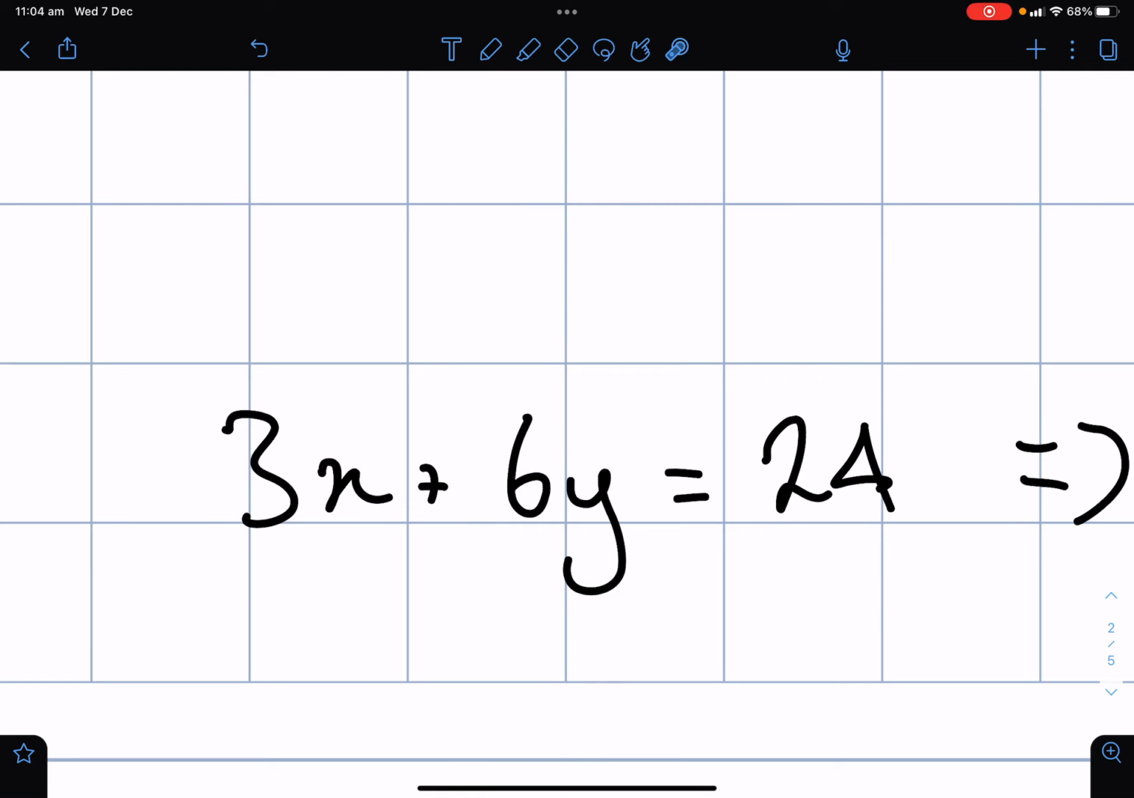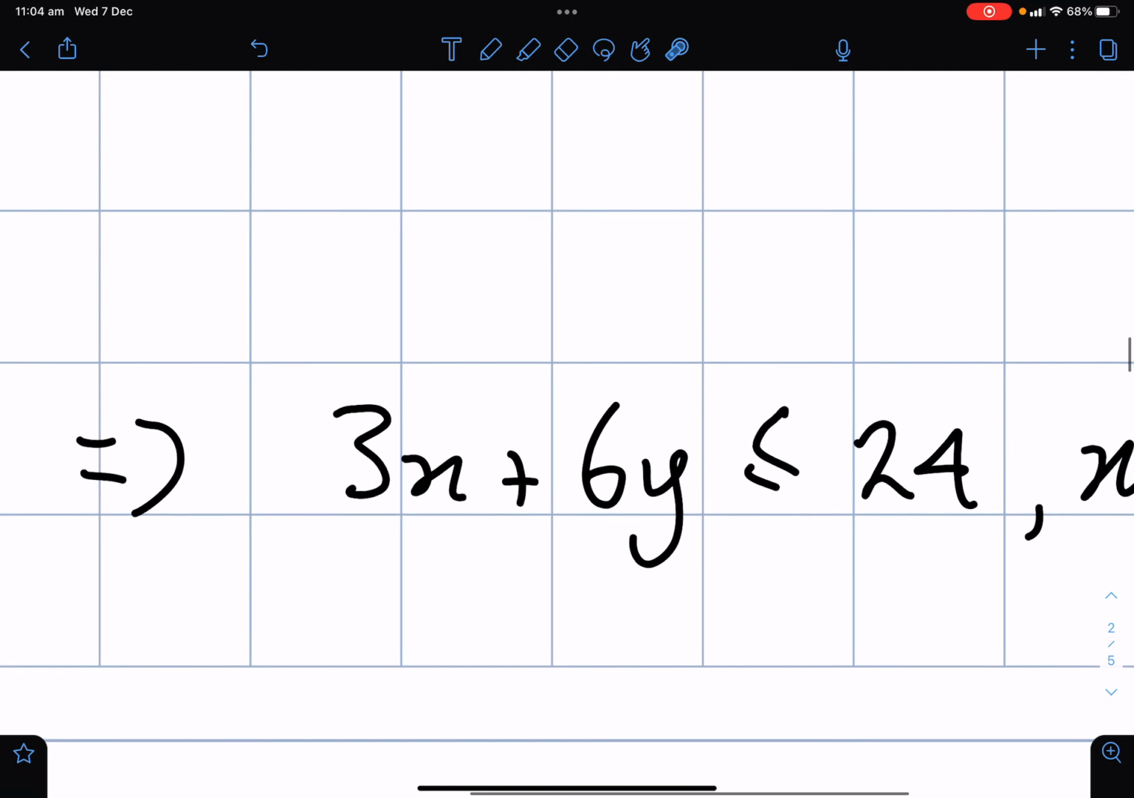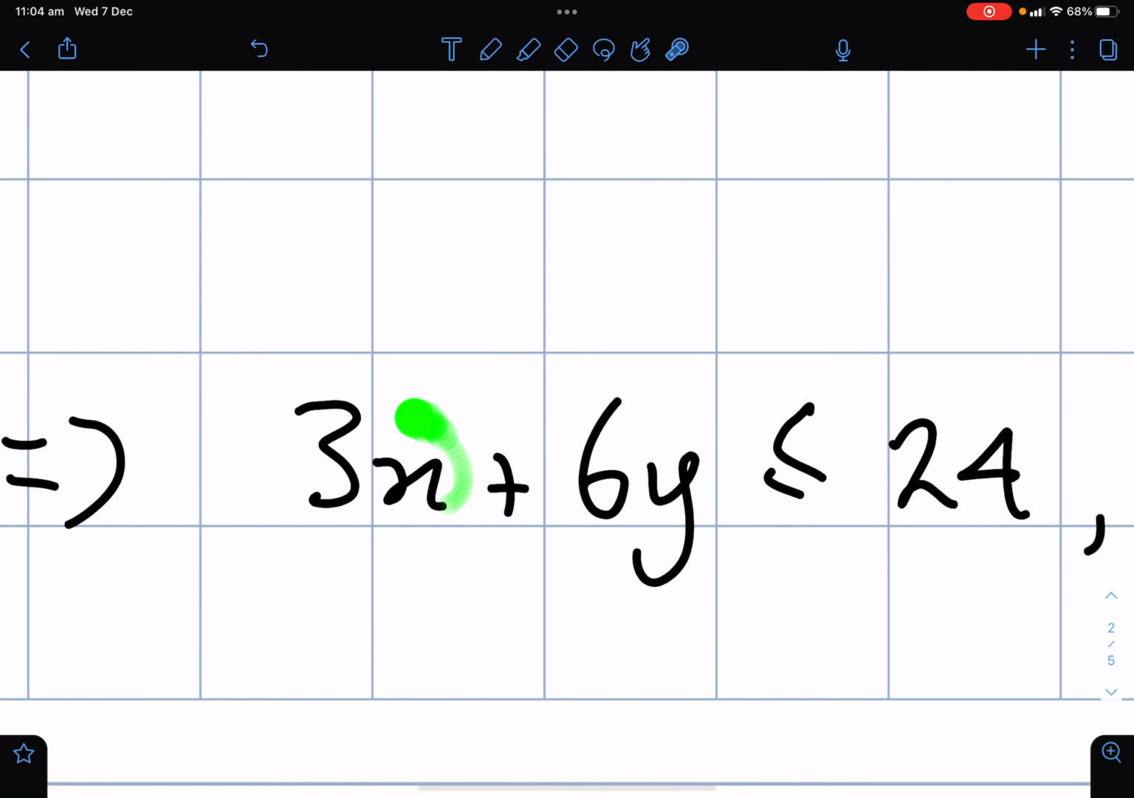Now, because we're looking at feasibility, remember above the line wasn't feasible, it cost too much money. So what we have to do, we have to write a constraint. So we have to say that the amount of sausage rolls we buy and the amount of chips we buy has to equal less than $24, or it could be equal to $24.